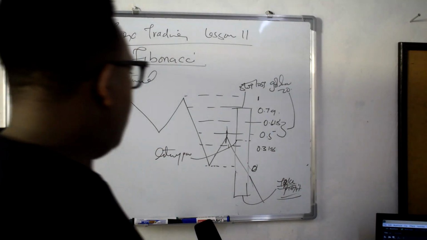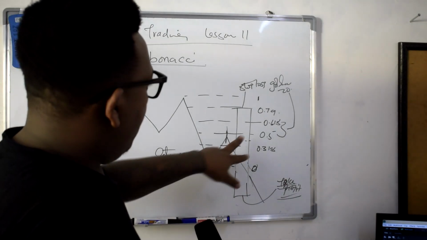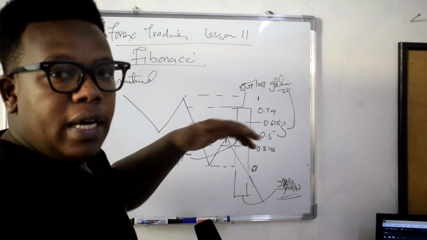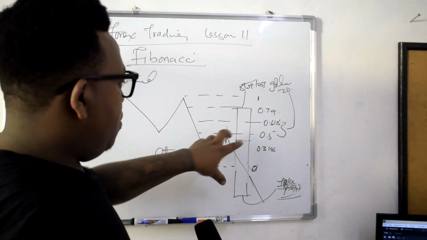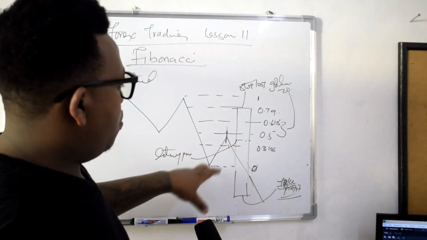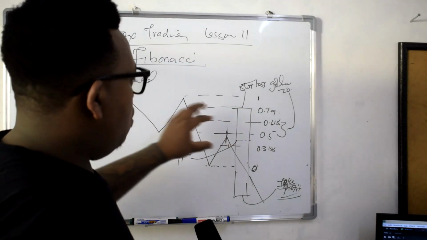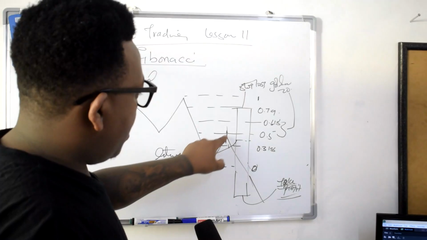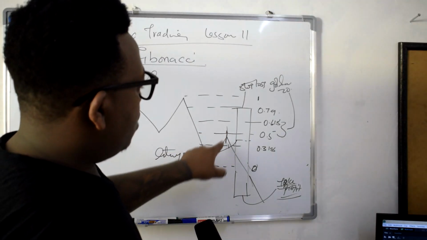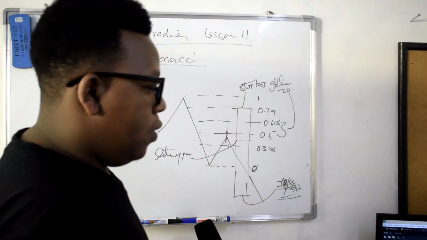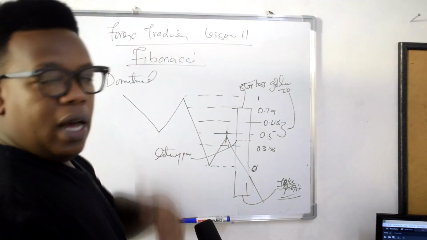So it's important for you to take note of this, and of course identify these 0.5 and 0.618 levels in the market, so that every time you pull the Fibonacci and identify this zone, you just be patient enough to wait for the market to touch this zone, and then you can get into the market going downwards.